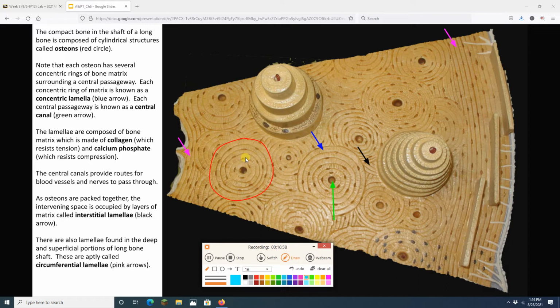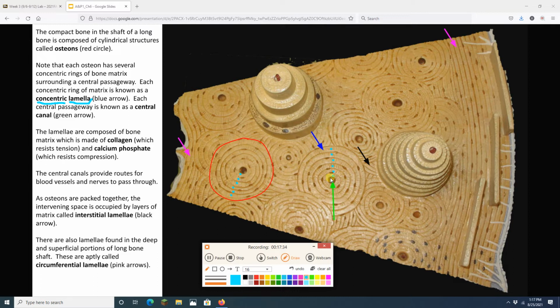Now, within my single osteon, each of these rings of bone matrix, that's what they are really, rings of bone matrix, is known as a concentric, again, because they share the same center, lamella. Lamella basically just means layer. So each of these rings is a concentric lamella. So over here I put a blue arrow on one. This is one concentric lamella, another concentric lamella, a whole bunch right here.